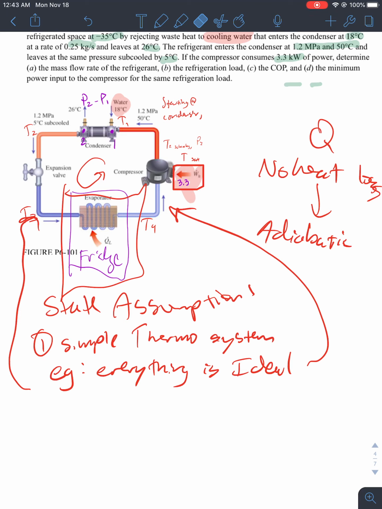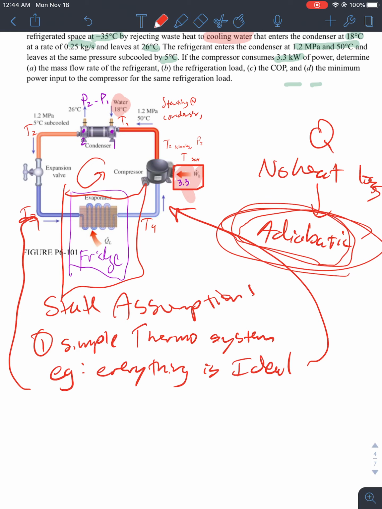If you don't know what adiabatic or any of this stuff is, repeat it and write it down. What does adiabatic mean, guys? Today I'm Dora the Explorer. What does adiabatic mean? Hello, what does adiabatic mean? It means, I can't hear it, no heat loss. Wow.